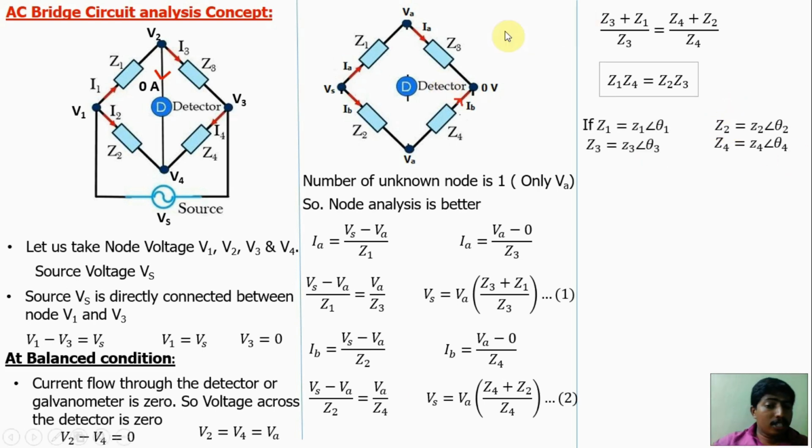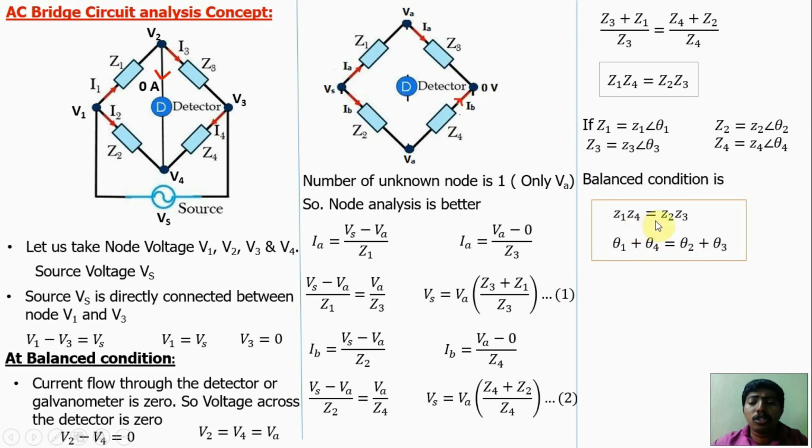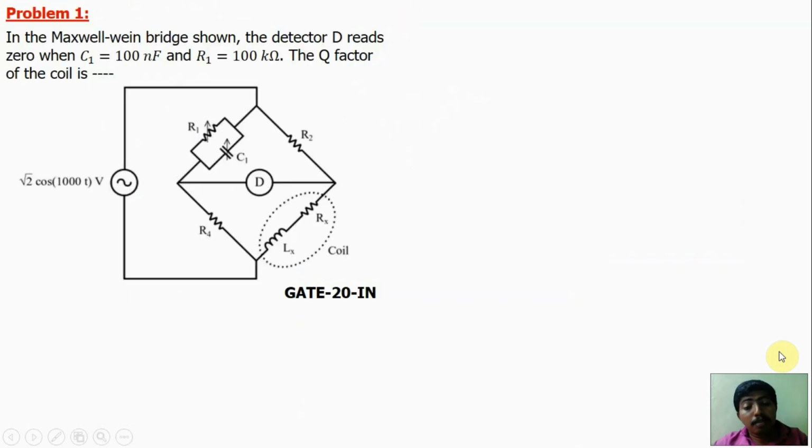But if Z1 is equal to magnitude Z1 with angle theta 1, Z2 is equal to magnitude Z2 with phase shift theta 2, similarly for Z3 and Z4, then at balanced condition the magnitude Z1 into Z4 is equal to Z2 into Z3, but the phase theta 1 plus theta 4 is equal to theta 2 plus theta 3, because if you multiply, the phase angles will add. So this is the balanced condition of the bridge. We should remember this formula. Now we will discuss the problems.